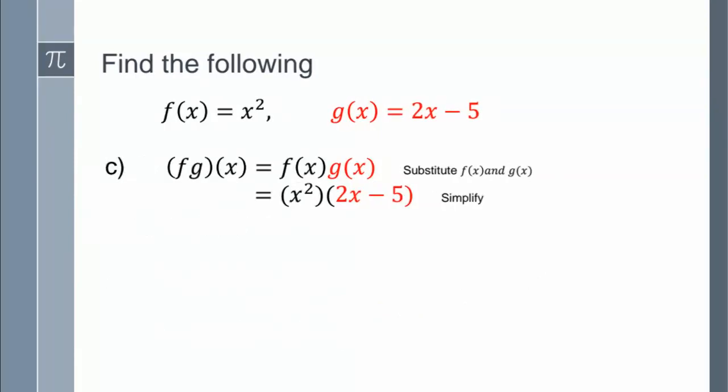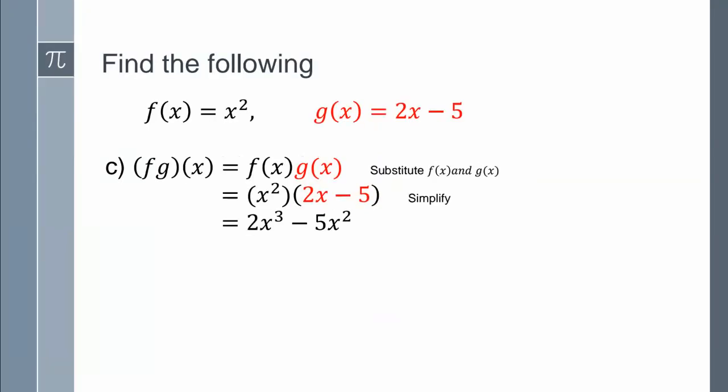The multiplication, f times g of x. So we have x to the second times 2x minus 5, distribute the x to the second. So I am going to get 2x cubed, or 2x to the third power. And x to the second times a minus 5 is just going to give me a minus 5x to the second power, right? All right. And again, I cannot combine. There's only two terms that are not like, so that would be my answer.